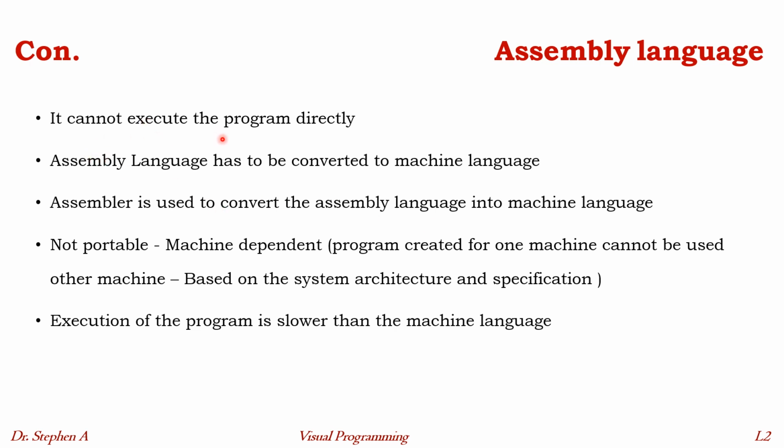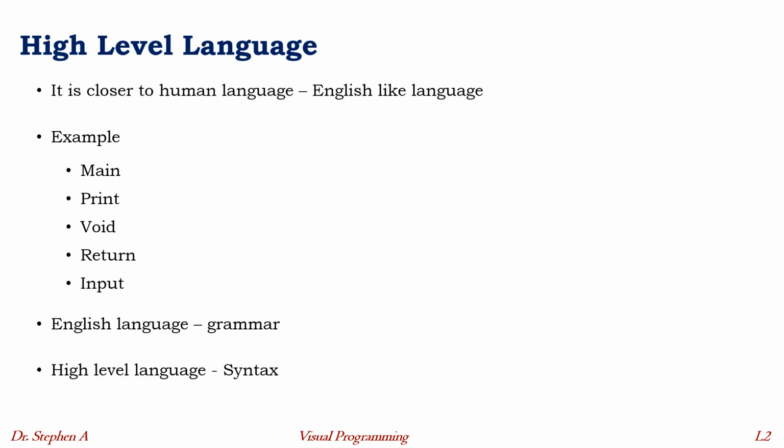Assembly language cannot be executed directly. It is not very close to the machine, so it needs a converter. Assembly language has to be converted to machine language, and then it will be executed. Here the assembler is used to convert assembly language into machine language. It is also not portable, that is, it is machine dependent. Execution of the program is slower than machine language. So this is a comparison between machine language and assembly language.